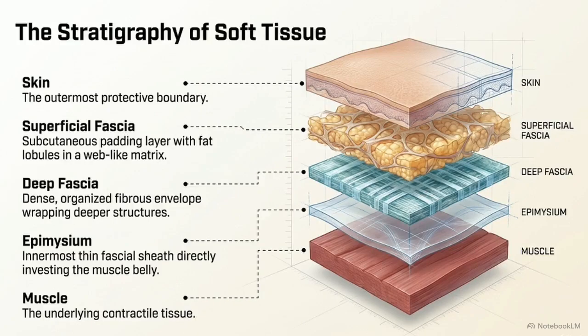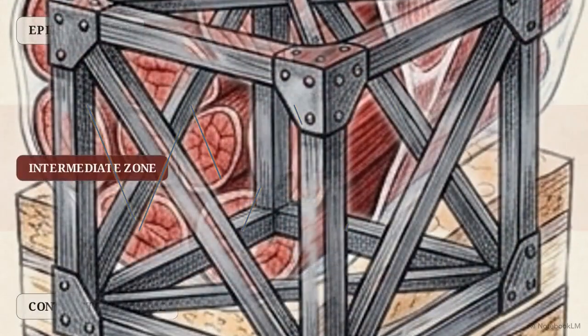This 3D block illustrates the stratigraphy of human soft tissue. The boundaries are clear. The outermost skin secures the perimeter, while the innermost muscle provides the foundation. The connective matrix sandwiched between these points, the superficial and deep fascia, is the focus of this investigation. The engineering within this intermediate zone defines the mechanics of human structural integrity.